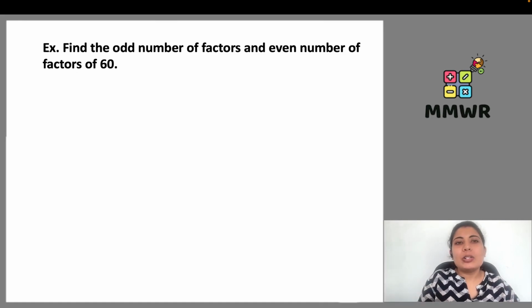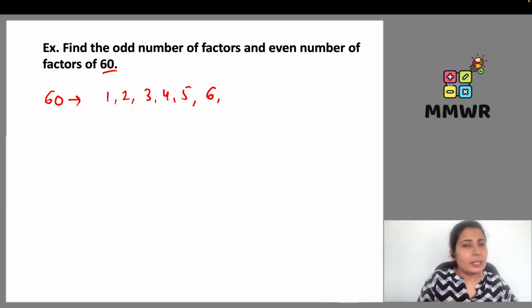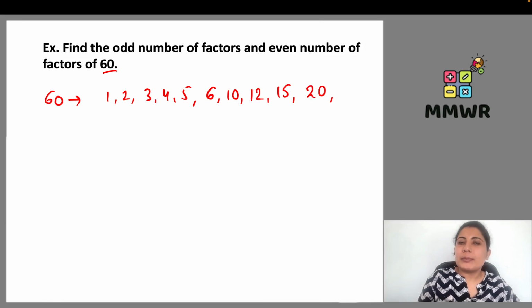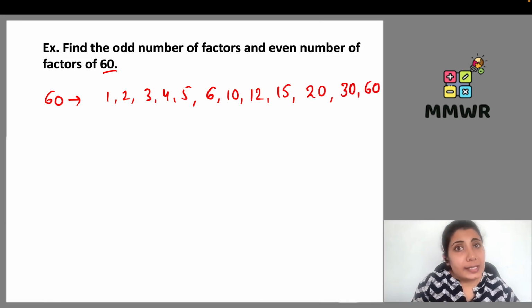But before that, let's look at 60 also. 60 के factors की list अगर मैं बनाती हूँ, 1, 2, 3, 4, 5. By 6 it is divisible 10 times. By 7, 8 it is not divisible. By 9 also it's not divisible. But by 10 it is divisible 6 times. By 5 it is divisible 12 times. By 4 it is divisible 15 times. By 3 it is divisible 20 times. By 2 it is divisible 30 times. And by 1 it is divisible 60 times.